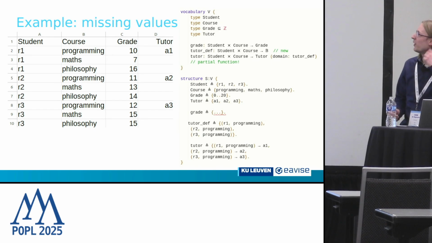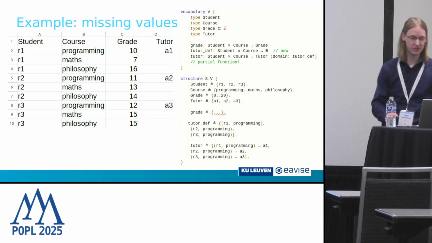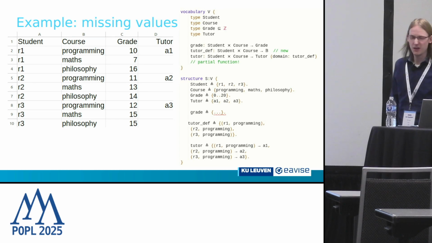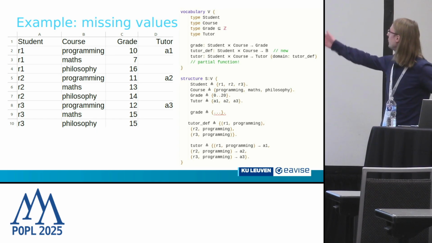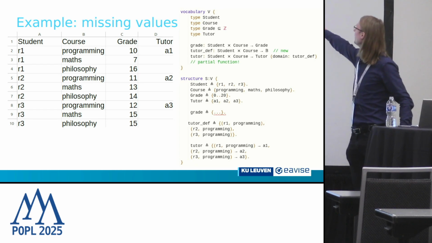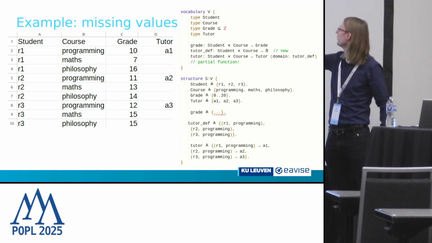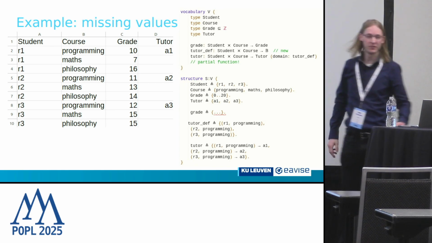But of course, there's the one thing I still have to mention, missing values. So here in this example, there's only a tutor for the programming course. Again, there are three options. But here we just introduce a partial function. So my tutor function here has a domain tutor definition, and this tutor definition is a predicate that just tells me where tutor is defined.